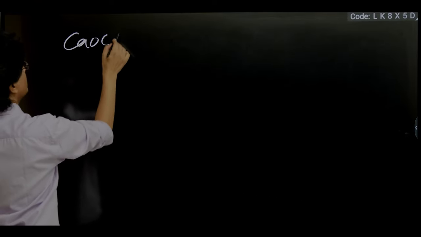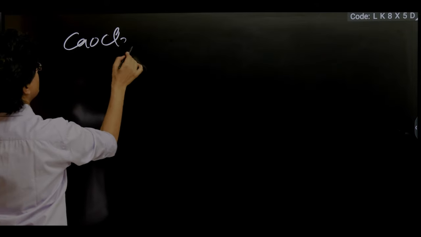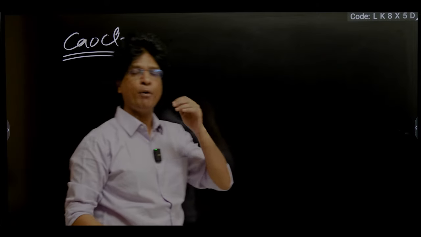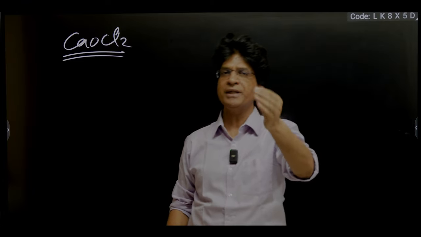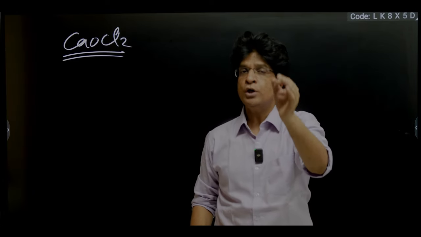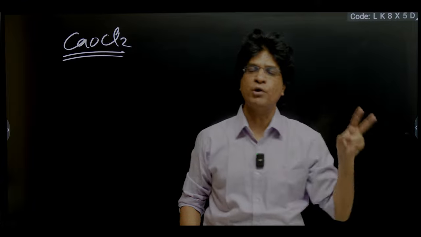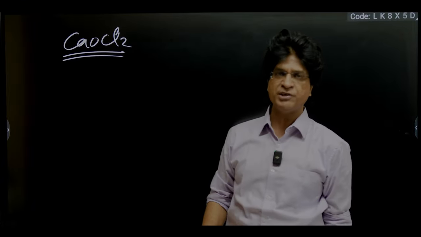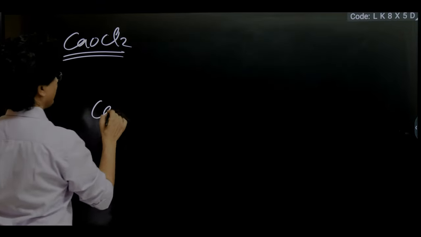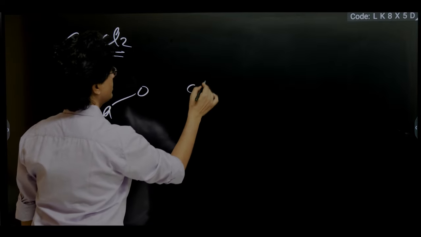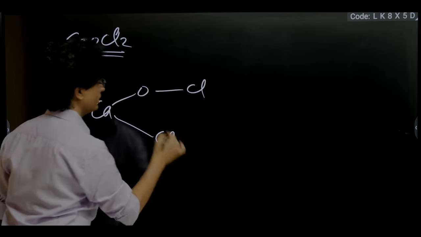Let's say we are having CaOCl2. This is actually called bleaching powder. It's a very important question. They ask you in which of the following compounds chlorine exists in two different oxidation states. This is that compound, bleaching powder. Let's see how it exists. Ca, O, Cl, and this is also Cl.